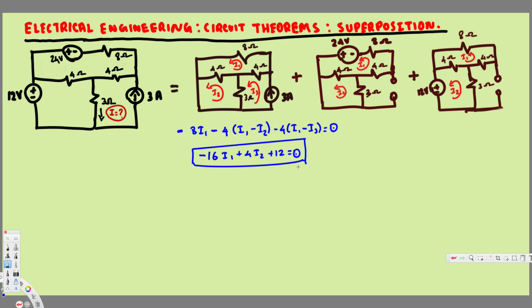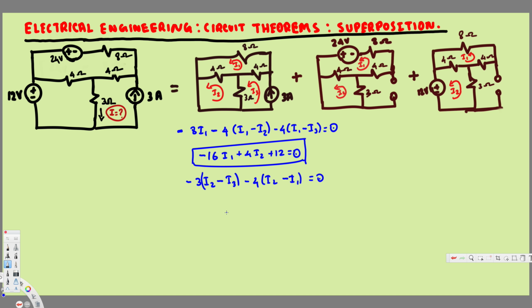Now the second equation, we can take through this I2 mesh. I2 is going through the 3 ohm, that's going to be a voltage drop, so this is going to be minus 3 I2, and also I3 is going in the opposite direction, so we put a negative I3. This I2 is going through this 4 ohm resistor, so that's going to be minus 4 I2, and I1 is going in the opposite direction, so this is going to be minus I1, and that's equal to 0. So this is our second equation.